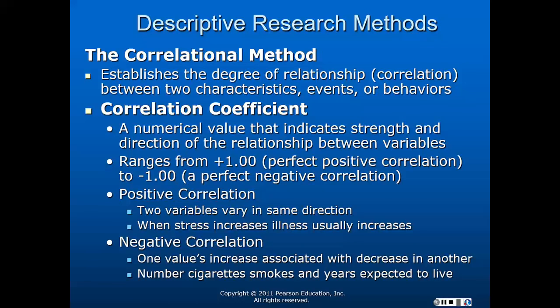That's a positive correlation. On the other hand, we have what we call a negative correlation, when one value increases associated with a decrease in another. A good example of a negative correlation is the number of cigarettes smoked. As the number of cigarettes one smokes increases, the years expected to live decreases. So we need to be aware of what is a positive correlation as well as a negative correlation.